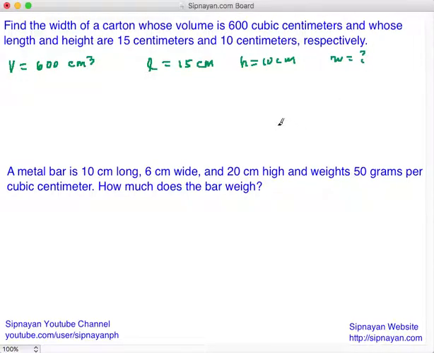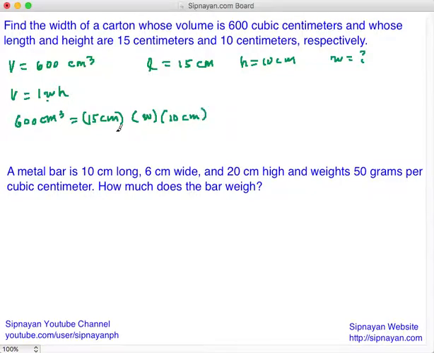And as I mentioned in the previous video, just follow the formula: volume equals length times width times height. Because later, we will manipulate that to get the width. So volume is 600 cubic centimeters equals length, which is 15 centimeters, times the width, which is unknown, so let's just put W, times height, which is 10 centimeters. We can multiply these two, 15 centimeters and 10 centimeters.